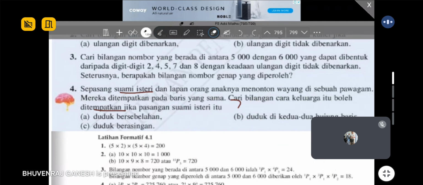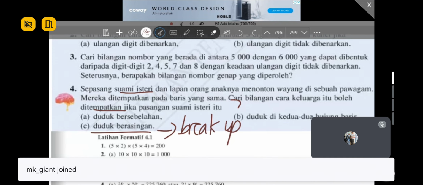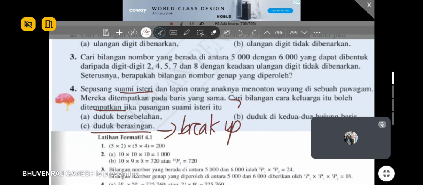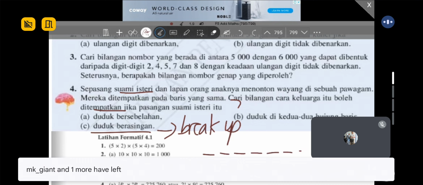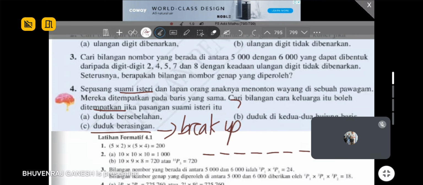Okay, so for part C, guys, how should I do this? They say that they sit separately, duduk berasingan. Mungkin dah apa nak kata, break up lah. So question C is break up. Husband and wife break up. So how to solve? How many ways? So basically you have to draw again 10 and then kamu kena kira. It's also a very large number, bahagian C. Anyone? What will be the answer if duduk berasingan, sit separately?